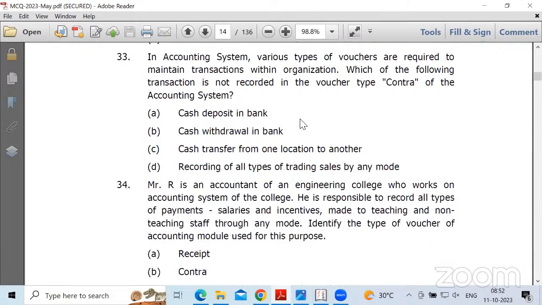Next, in the accounting system, various types of vouchers are required to maintain transactions within the organization. Which of the following transactions is not recorded under the voucher type of contra? Contra is for transactions within the organization like bank to bank, bank to cash, cash to bank. These are all contra vouchers. So cash deposit in a bank, cash withdrawal from a bank, cash transfer from one location to another, and recording of all types of trading sales by another mode. The first three are related to transfer of cash between or within the bank and organization, whereas the last one is not related. Therefore, the last one is the answer.